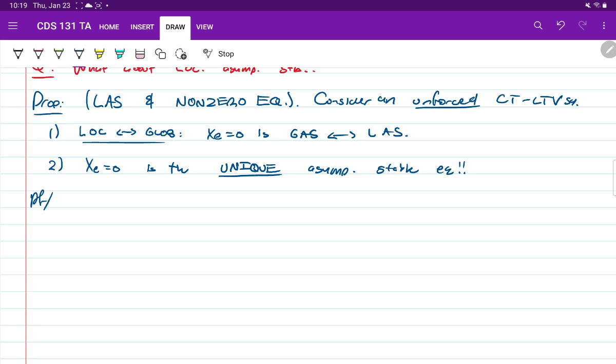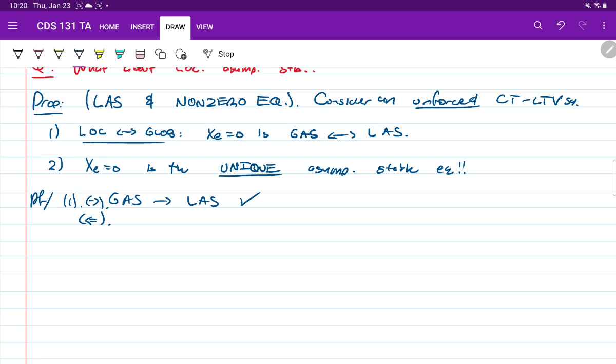So first, let's go ahead and do this local to global proof. Let's start with proof 1. Well, fortunately, one direction of this is really easy. Global asymptotic stability should imply local asymptotic stability, check. That one's not too hard. Now, what about the other direction? So that was the forward direction. Now let's try the reverse direction.